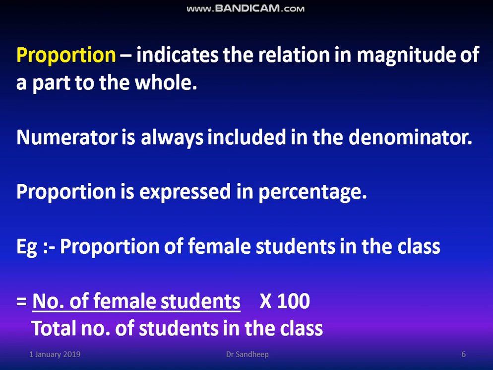Next is proportion. Biostatistics helps to calculate proportion. It indicates the relation in magnitude of a part of the population to the whole of the population. Numerator is always a part of the denominator. Proportion is always expressed in percentage. Proportion of female students in the class: how can we calculate? Number of female students divided by total number of students in the class, multiplied by 100.